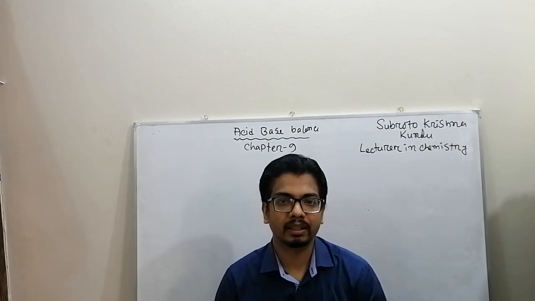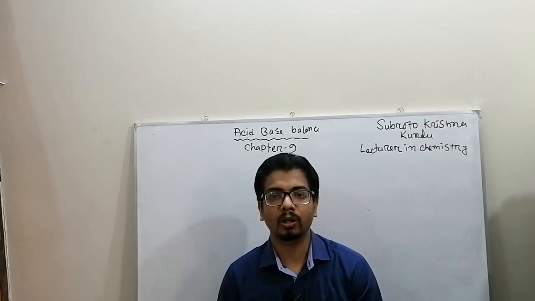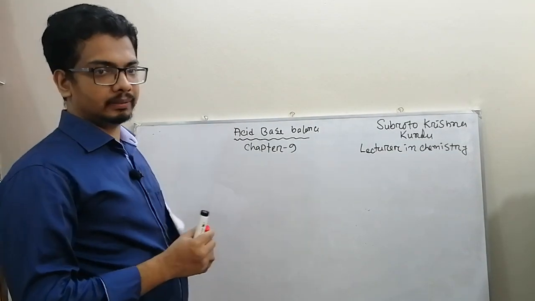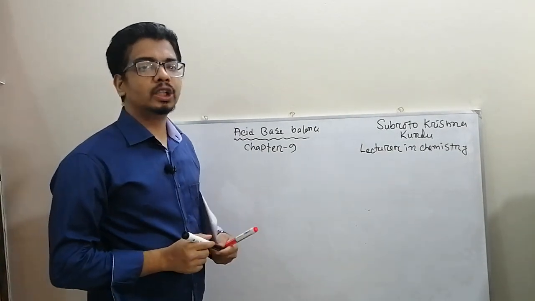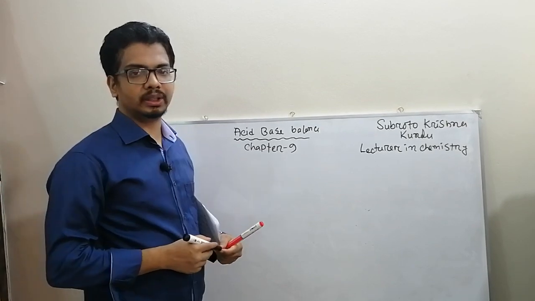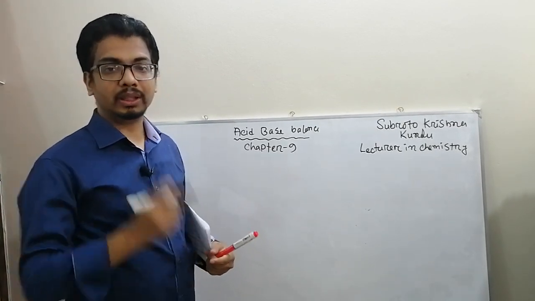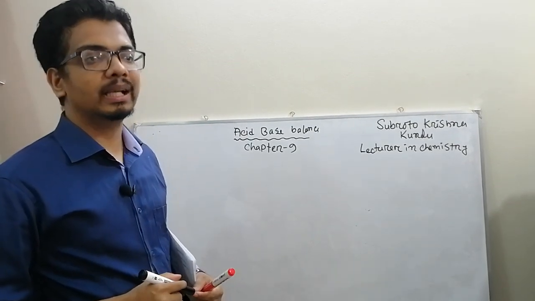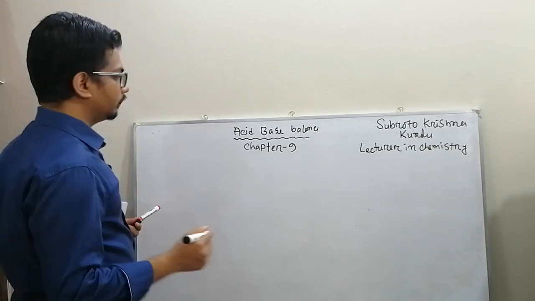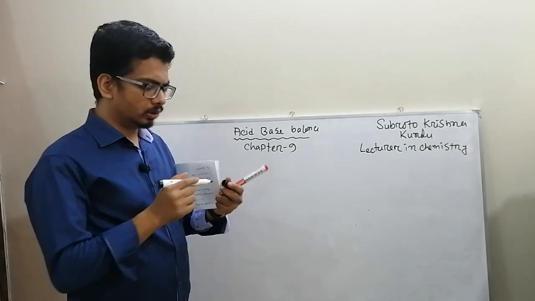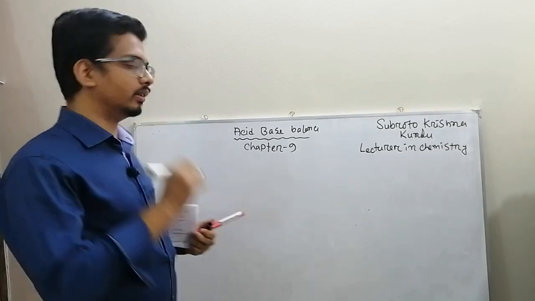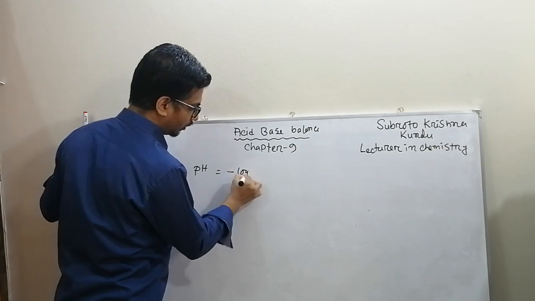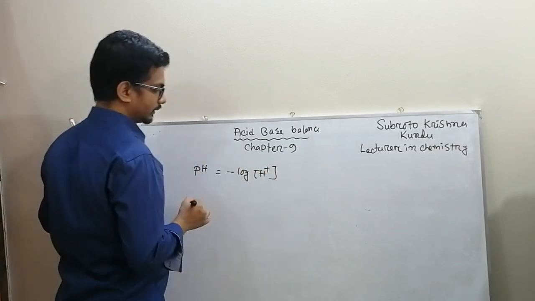First, we discuss the definition of pH. We all know that pH means, at a definite temperature, the negative logarithm of hydrogen ion concentration. The negative logarithm of hydrogen ion concentration is pH. If we want to define it in formula, we have to write that pH equals minus log H plus.